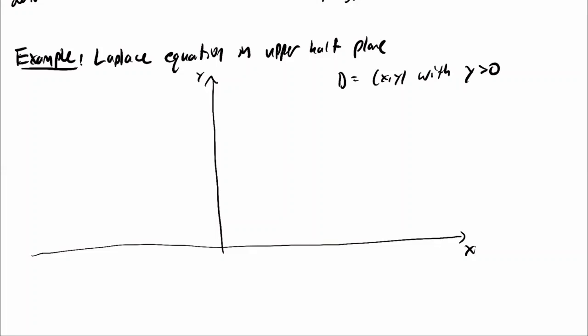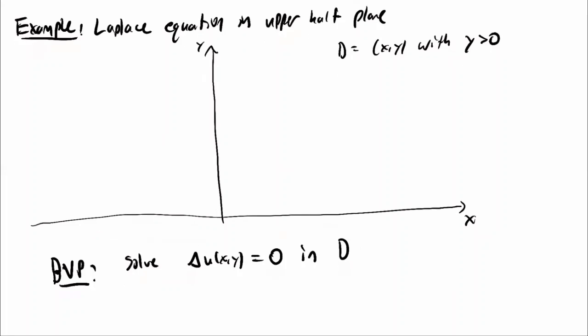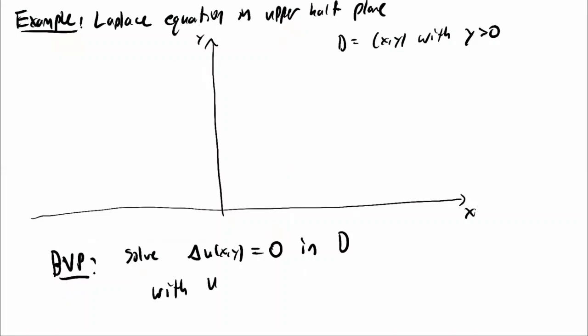Right, and so what I want to do is consider the following boundary value problem. I want to find a function u of xy such that Laplacian of u as a function of x and y is equal to 0 in the upper half plane, with the following boundary condition. So when y is equal to 0, u is equal to f of x, right? So in this region, Laplacian of u is equal to 0, and on this axis, u is equal to some given function f of x. Okay.